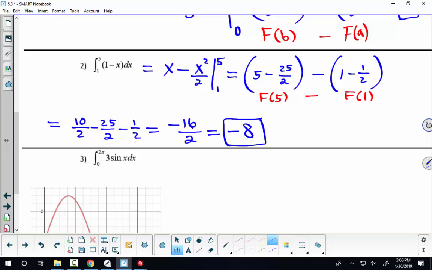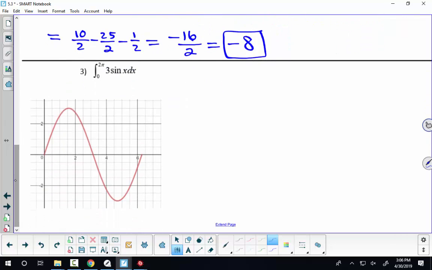So the net area is negative 8, meaning if we looked at that figure, there's more area underneath the x-axis than there is above the x-axis. Questions on that? Okay, last one, then we'll stop.